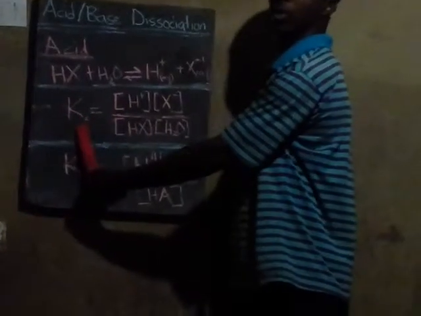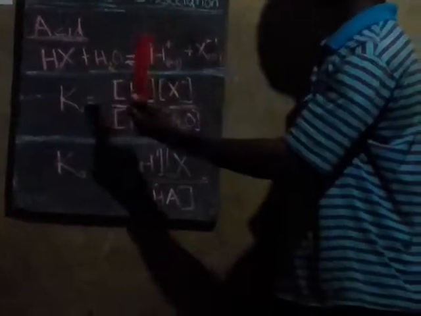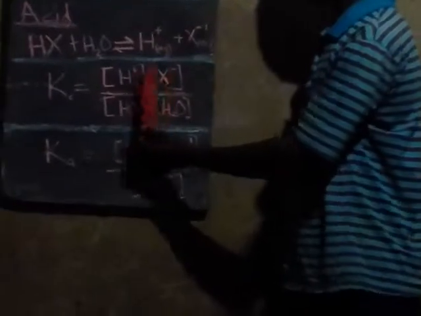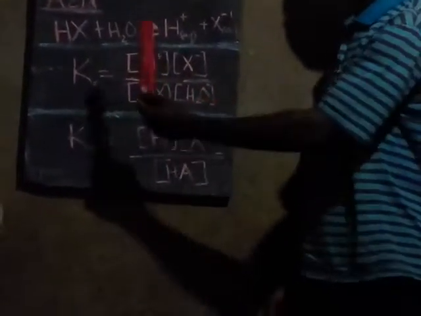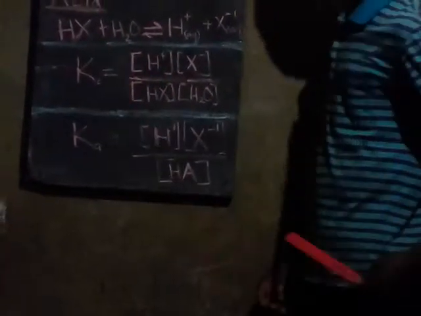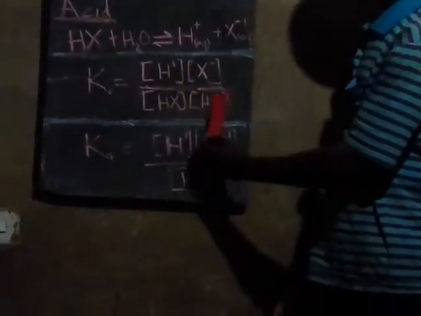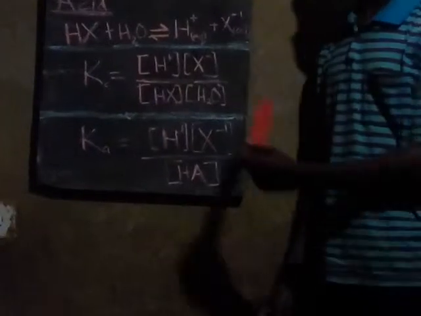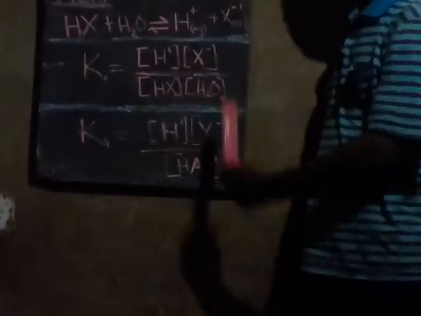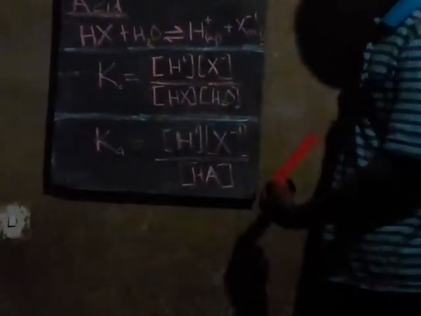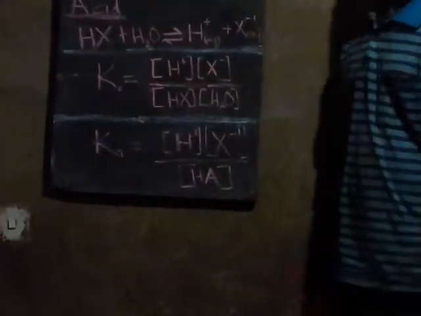This is the normal reaction constant, whereby we put the concentration of the products over the concentration of the reactants. However, in the case of dissociation of an acid, the concentration of H2O, or of water, is almost constant. Therefore, we can actually remove it safely. Then we remain with the Ka.